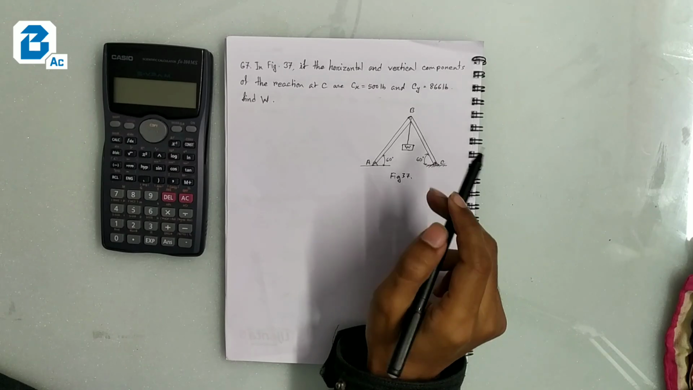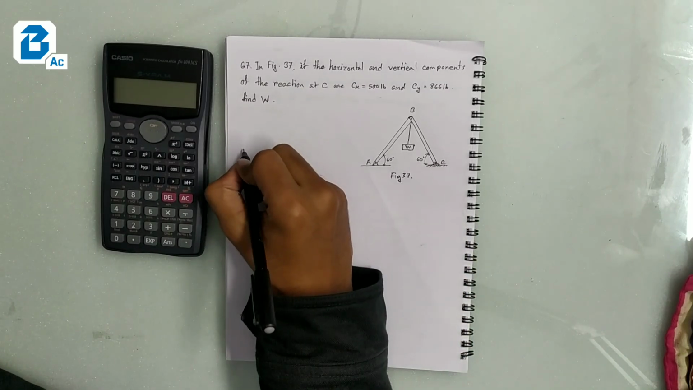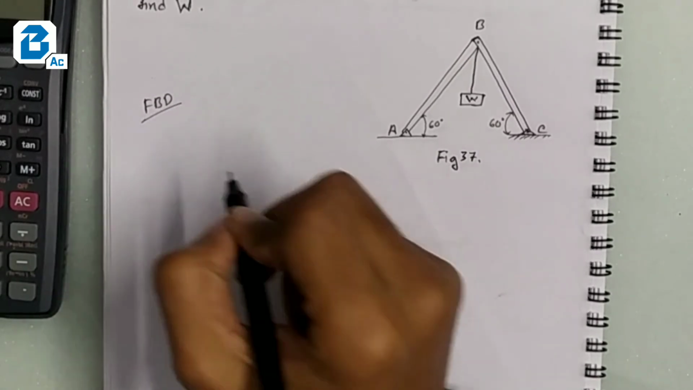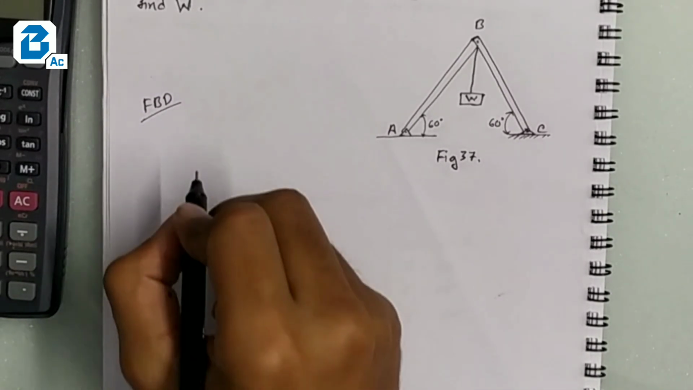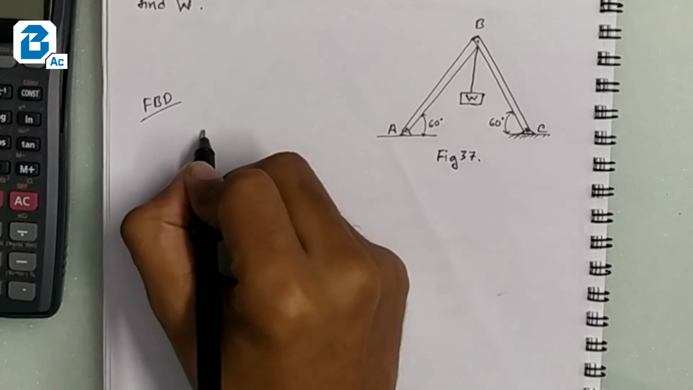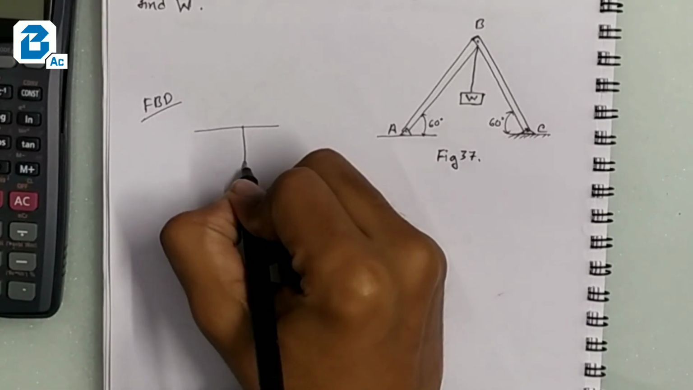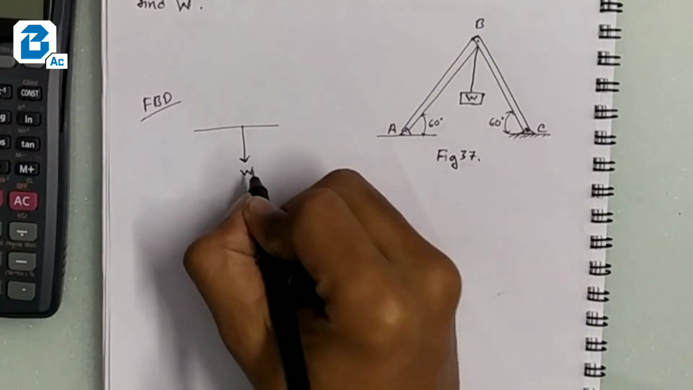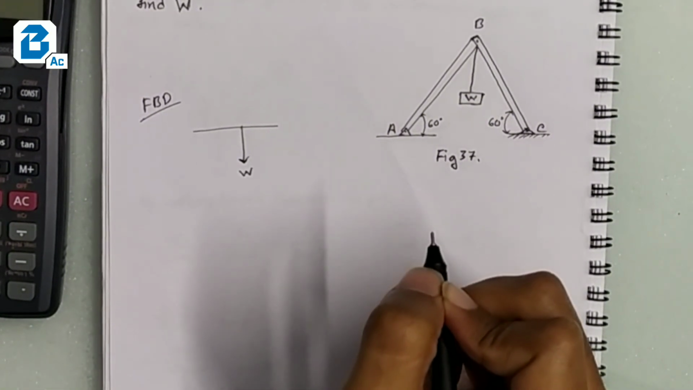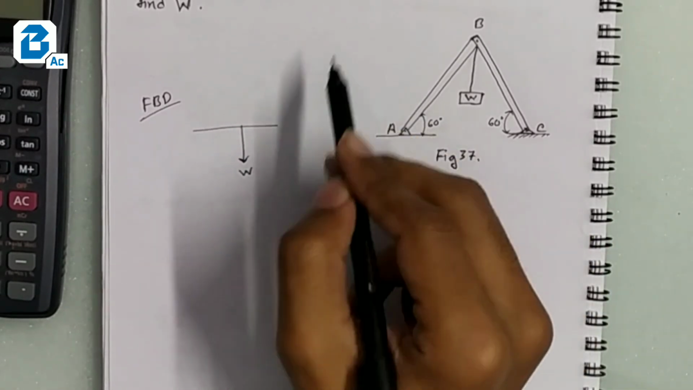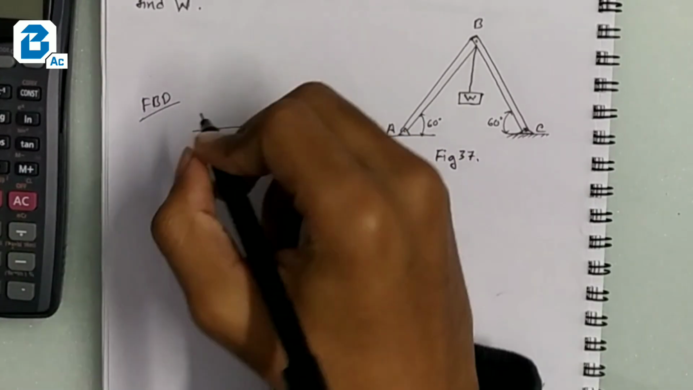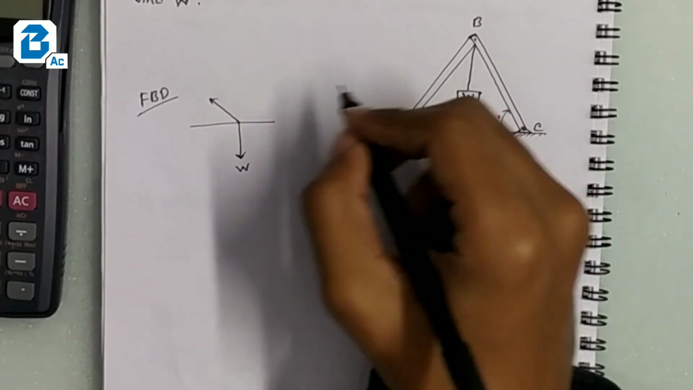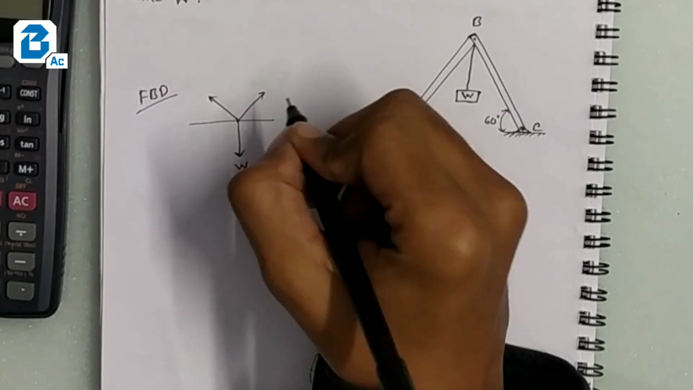So let's draw the free body diagram. Here FBD, which is the short form of free body diagram, let's draw it. If we draw it this way, the W is pulling the whole system downward, and the BC member, and here the force is C, so it should pull it this way, and the AB, which is A, is this way.